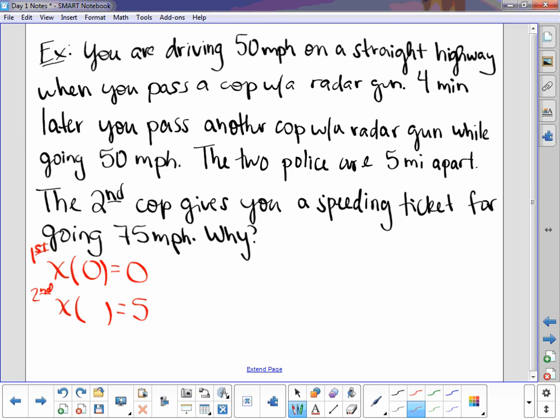We know it was 4 minutes later, but let's keep it all in the same unit. Since it's miles per hour, let's convert. What's 4 minutes in terms of hours? 4 over 60, which is? 2 over 30, which is? 1/15. Good.